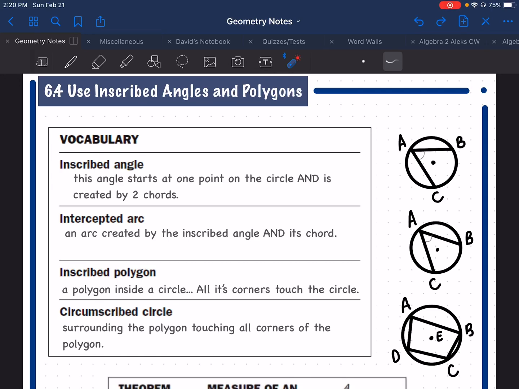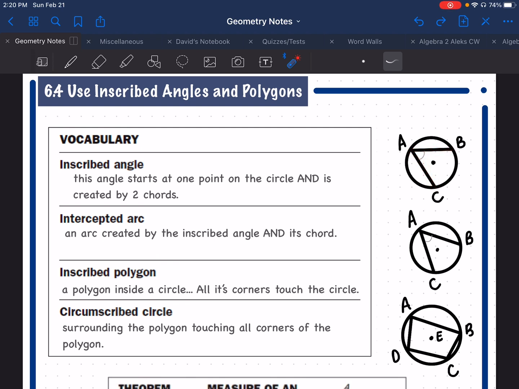Today's lesson is 6.4, Use inscribed angles and polygons. An inscribed angle is an angle that starts at one point on the circle, right here at point A, and is created by the two chords, AB and AC. So this angle right here, which we would call BAC, would be considered my inscribed angle.